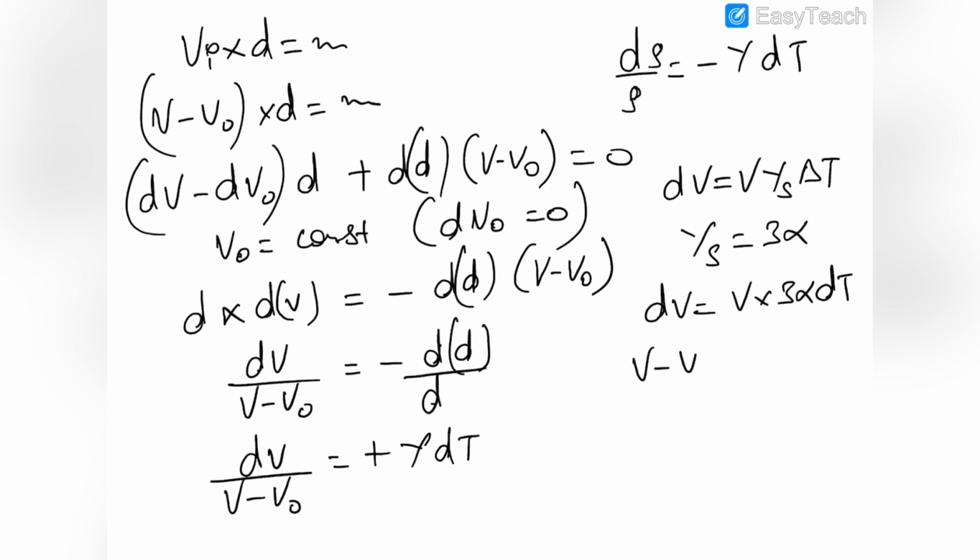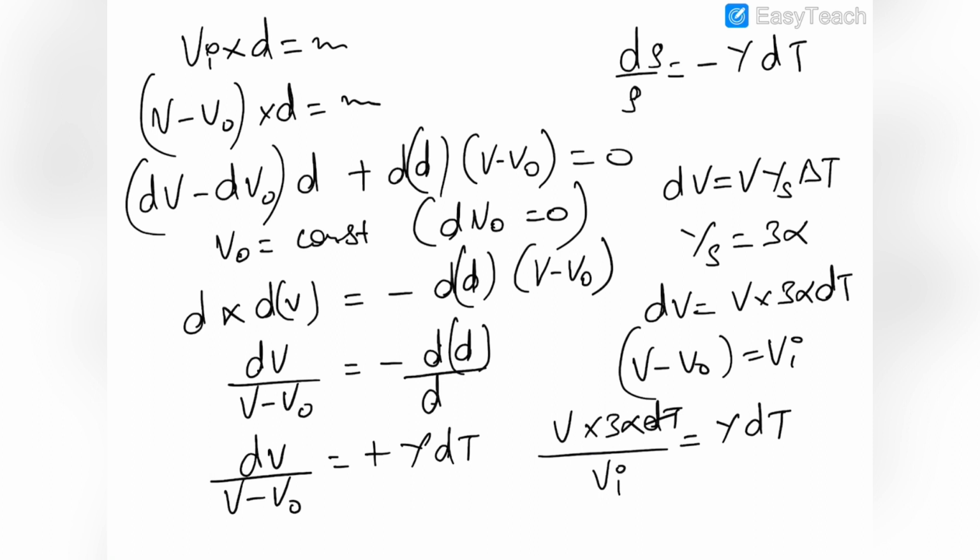And V minus V0 is also equal to V immersed. So we can replace these values with this one. So V into 3 alpha dT divided by V immersed is equal to gamma dT, and cancelling dT with dT, you can see that 3 alpha by gamma is equal to V immersed by V.